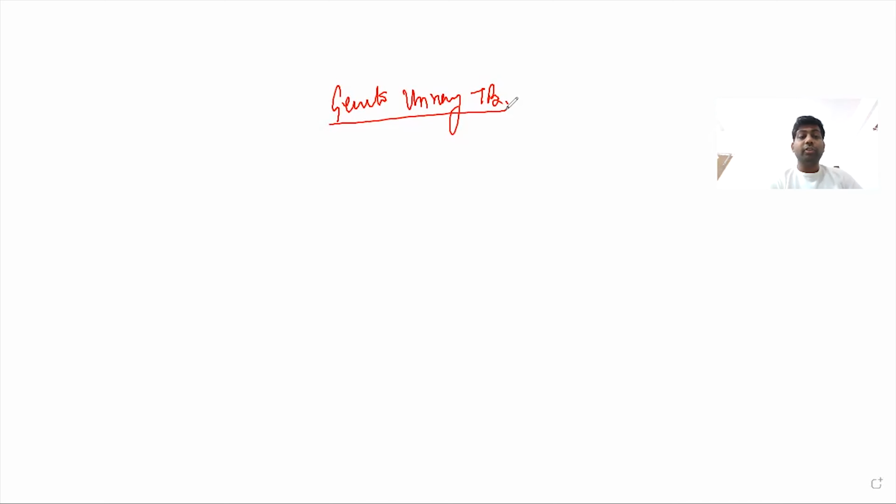Genitourinary tuberculosis is the second most common site of extrapulmonary tuberculosis. Right, the most common site being the lymph nodes, and the lymph nodes are followed by genitourinary tuberculosis.